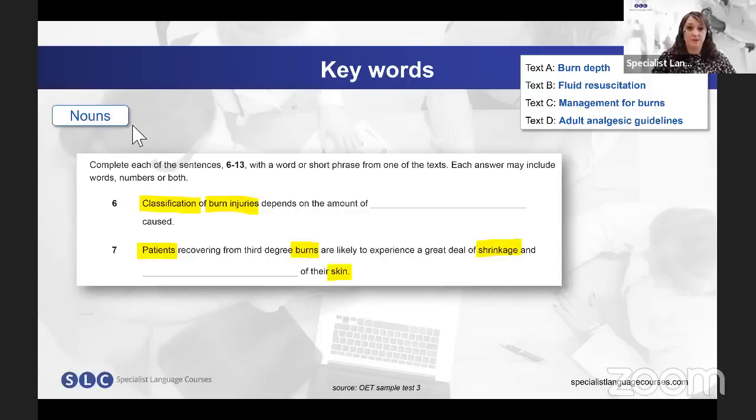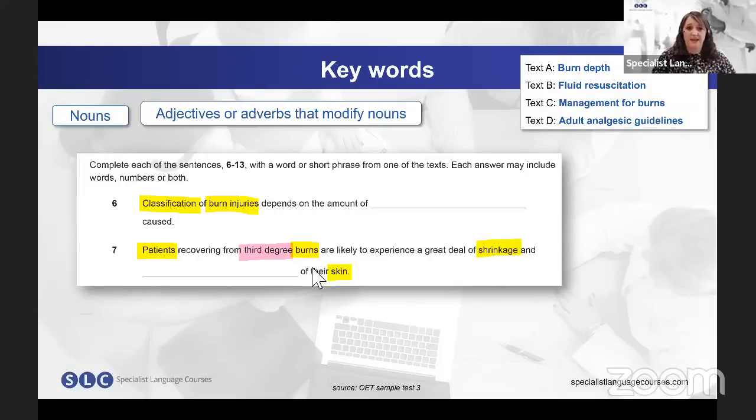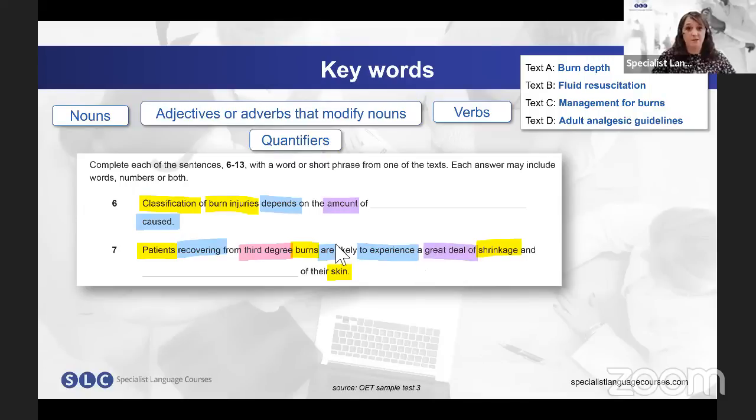So meaning words could be nouns, for example, classification, or a noun phrase, burn injury. Meaning words could be adjectives that modify our nouns. So here we've got an adjectival phrase, third degree, to add meaning to our noun. They could be verbs. So here we've got depends, cause, recover, experience, or they could be quantifiers. Now this is quite an important one. So quantifying phrases will really help you to find the answer. So we've got a great deal of or amount of here.